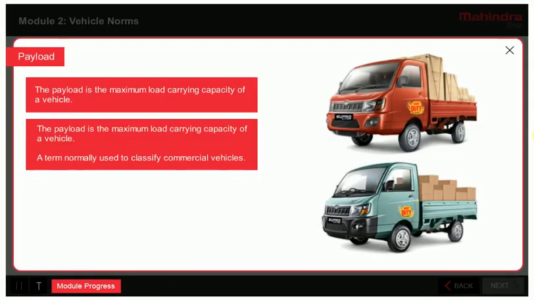The payload is the maximum load carrying capacity of a vehicle. In other words, it is also the maximum load the vehicle can safely carry. It is a term normally used to classify commercial vehicles.